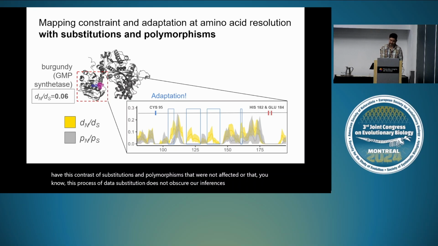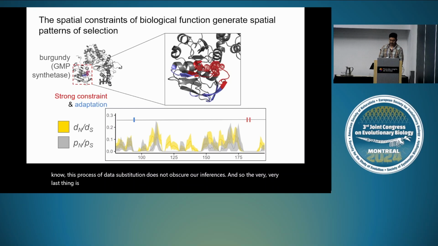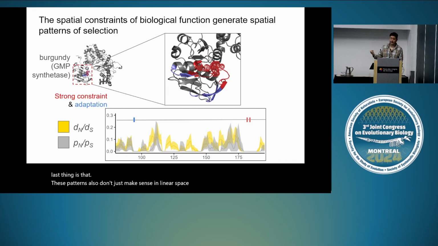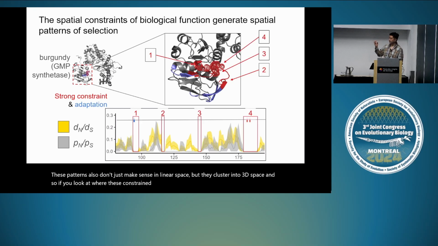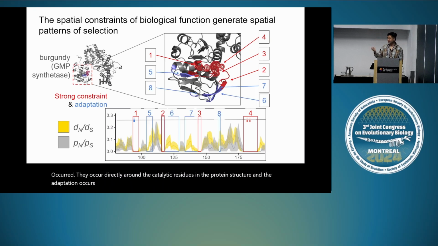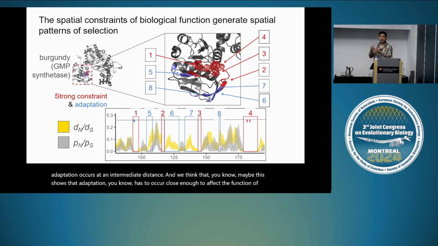And so the very, very last thing is that these patterns also don't just make sense in linear space, but they cluster into 3D space. If you look at where these constrained windows occur, they occur directly around the catalytic residues in the protein structure, and the adaptation occurs at an intermediate distance. And we think that maybe this shows that adaptation has to occur close enough to affect the function of the protein, but it can't occur directly at the most important sites.